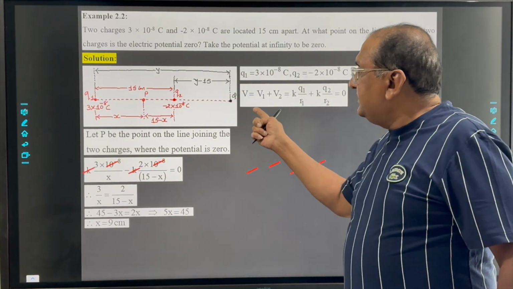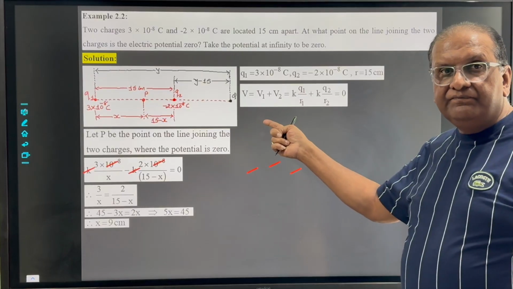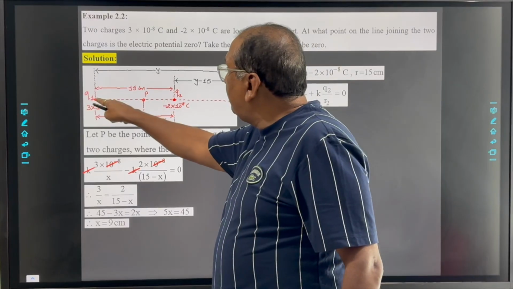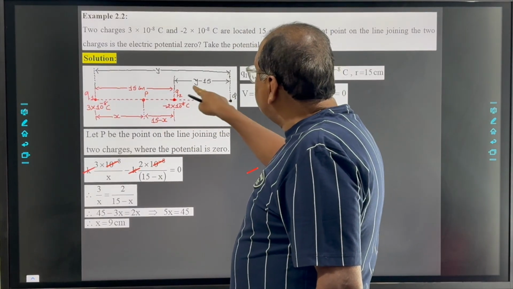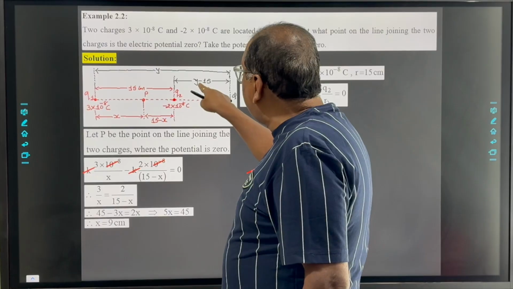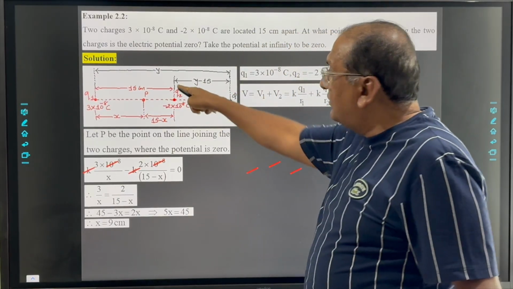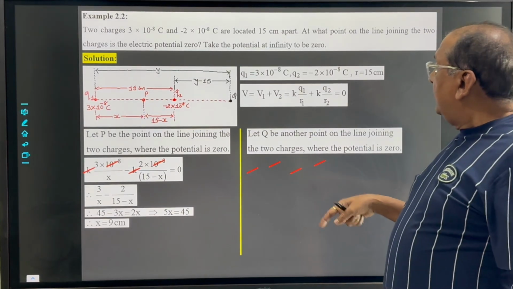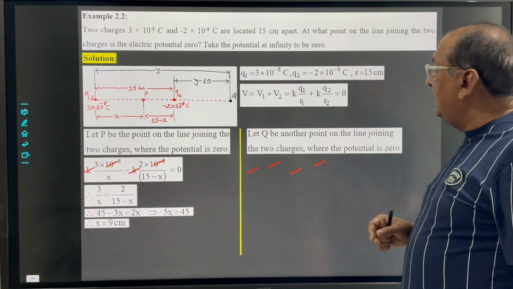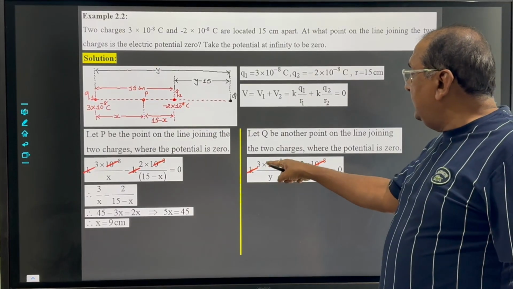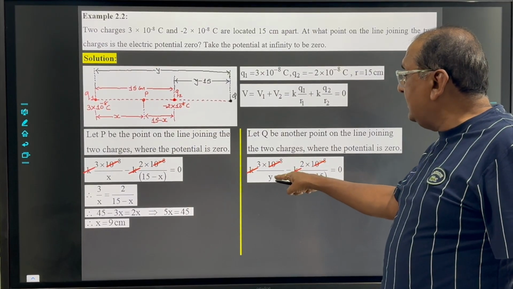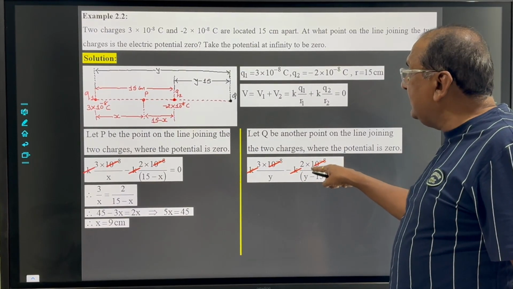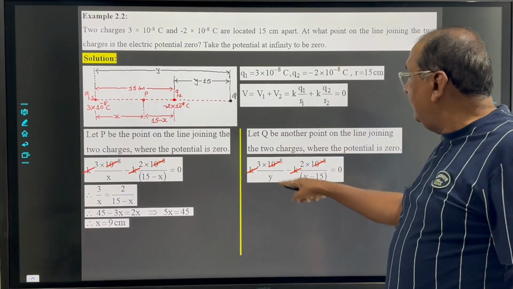Now the second point will be outside this one. Suppose the second point is at a distance y from Q1. So it will be at a distance y minus 15 from Q2. From the figure you can easily understand. So here again, as per this equation, we can write K 3 into 10 raised to minus 8 upon y minus K 2 into 10 raised to minus 8 upon the distance y minus 15.